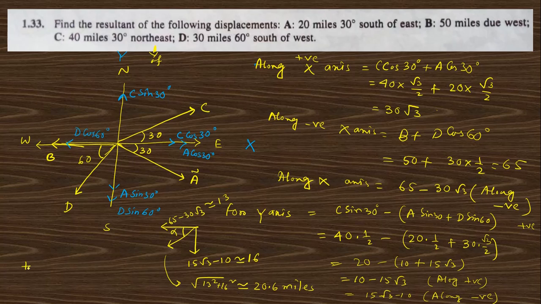If you want to find the angle alpha, tan alpha is nothing but 16 by 13, and alpha is nothing but 50 degree 54 minute. This is south of west. I think it is clear. We divided into components along the x-axis and y-axis, found the resultant along the x-axis, then the resultant along the y-axis, and finally got the resultant of these two parts, and the angle of the resultant from this side.